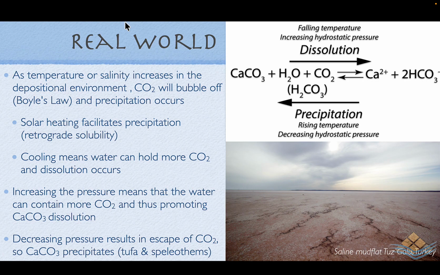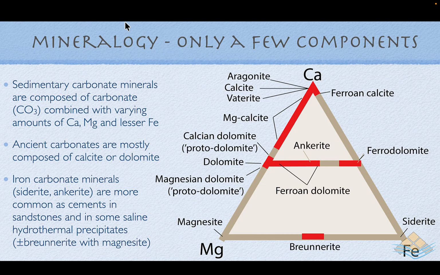Okay, let's step back now and look a little bit broader at the different styles of minerals that we see across the sedimentary realm. And there's only a few components in modern and ancient sedimentary carbonates. We can visualize them in this triangular plot by looking at calcium, magnesium, and iron carbonates. Sedimentary carbonate minerals are composed of carbonate combined with varying amounts of calcium, magnesium, and lesser amounts of iron. Ancient carbonates are mostly composed of calcite, that uppermost apex on the triangle, or dolomite, that midway between magnesium and calcium.